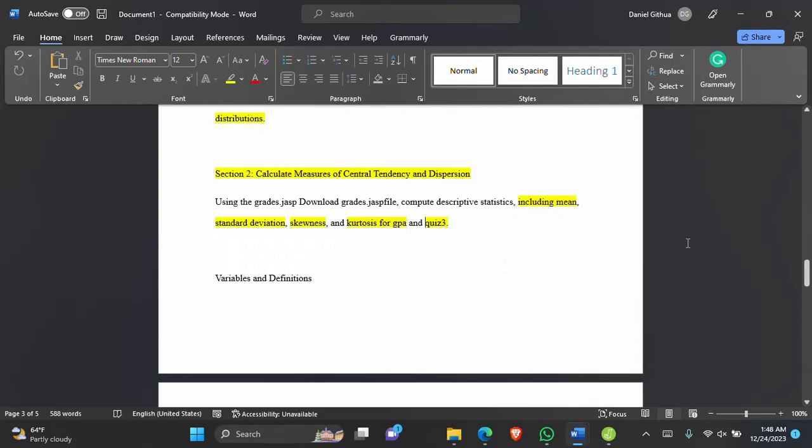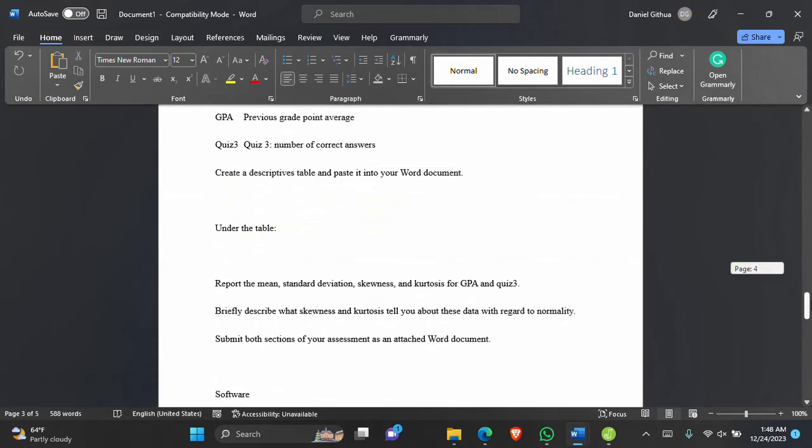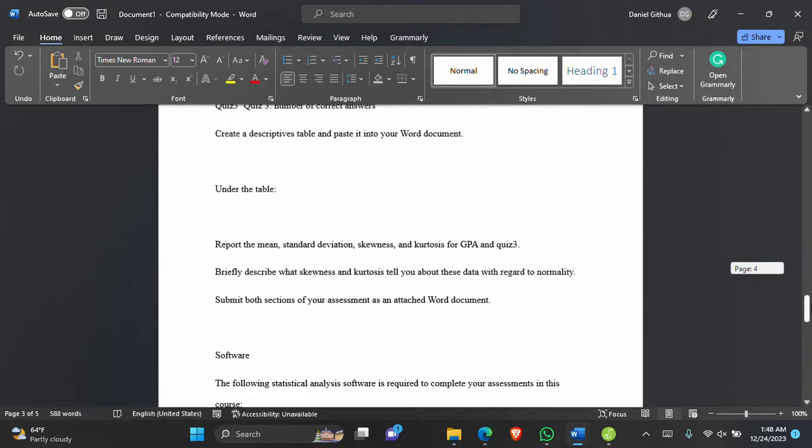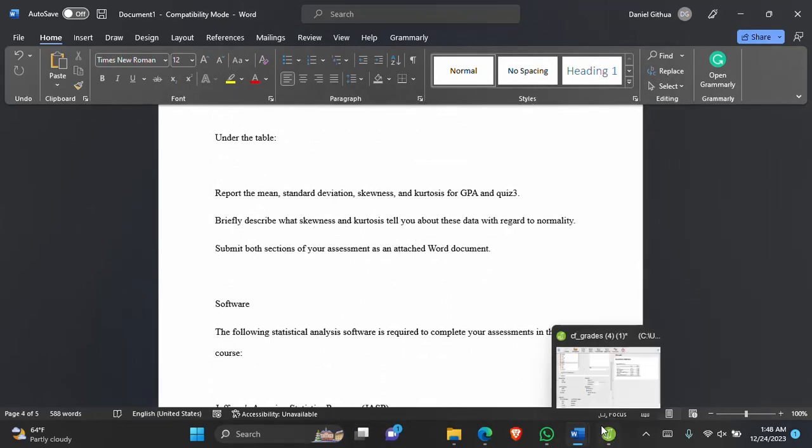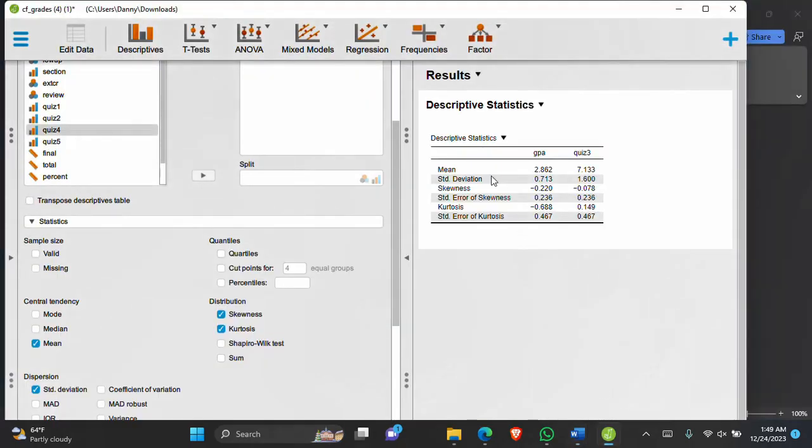Also it's asking about what the skewness and kurtosis tell us. Okay, come back here. So we look at the standard deviations. The standard deviations are not that big, so it means most of the data for GPA and the quiz 3 scores are close to the mean.